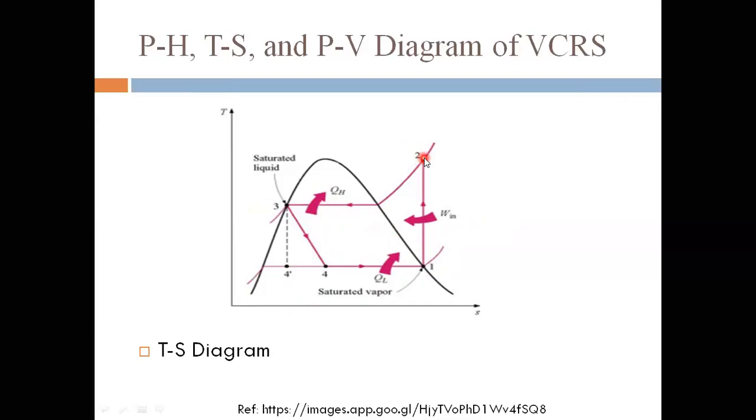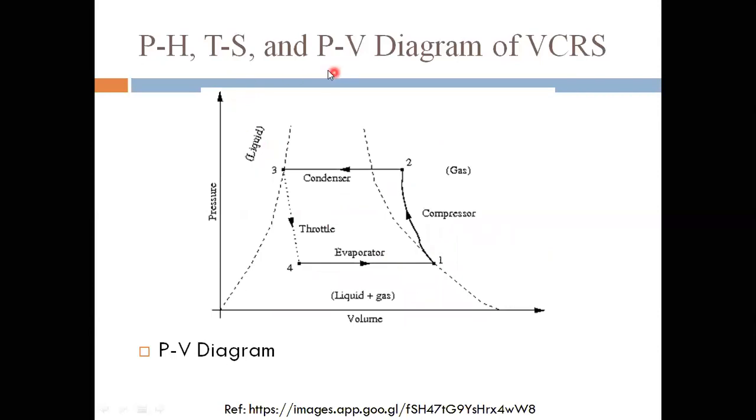After that it goes to the condenser, so the temperature drops slightly and it continues to the saturated liquid line. After the condenser there is the expansion process, so the temperature drops, and after that there is the evaporator. In the 4 to 1 line, the liquid is converted into vapor form. So this is the TS diagram of the VCRS. Similarly, you can write the refrigerating effect and the W compressor in the TS diagram. Same in the PV diagram.